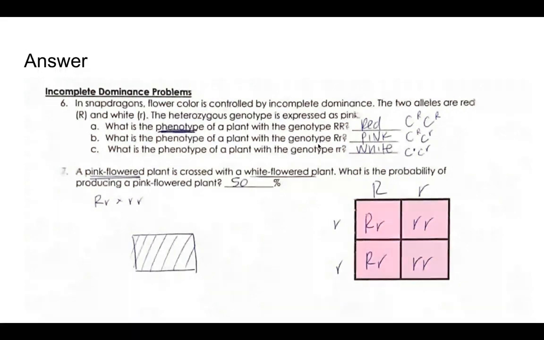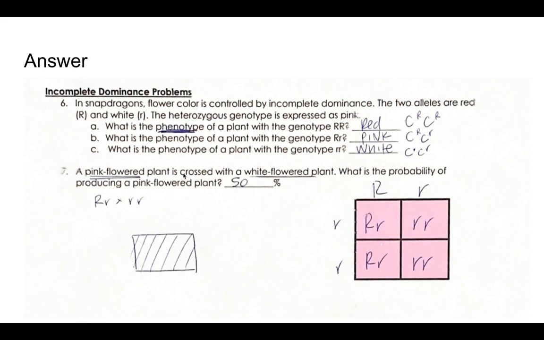What is the phenotype of a plant with genotype big R, little r? It's pink. Here's what that genotype could have looked like. Instead of big R, little r, it could have looked like this. And then what is the phenotype of this last one? It is white, and its genotype could have looked like this. That got smudged and looks funny, but that's a little r.